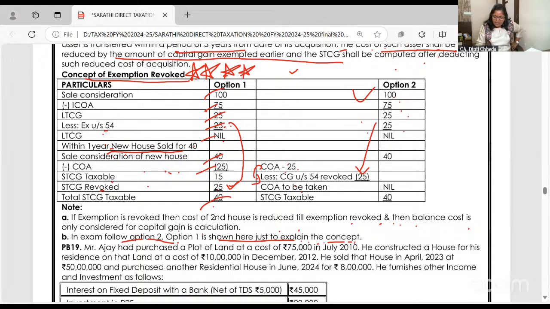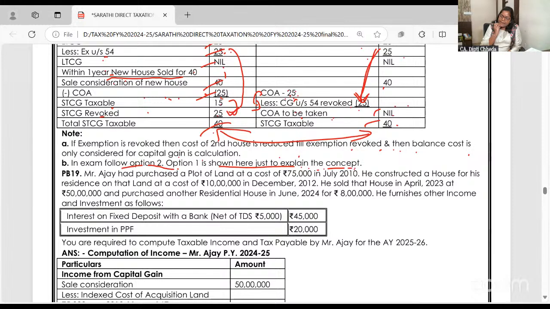25. So ma'am, then the cost will be nil. Okay, everything will be taxable. Answer will come same. Here we did 40 minus 25 and 25 we taxed separately. Here we said 40, no? Cost of this second house sold is 25. Reduce it to the extent of the capital gain on which you have taken exemption above. And now it's short-term capital gain. Okay.